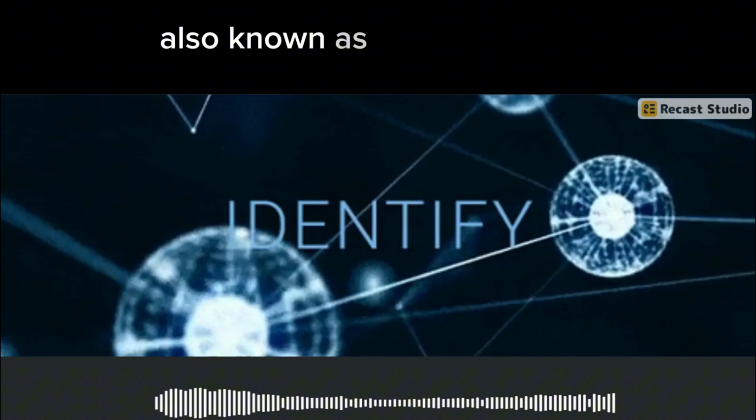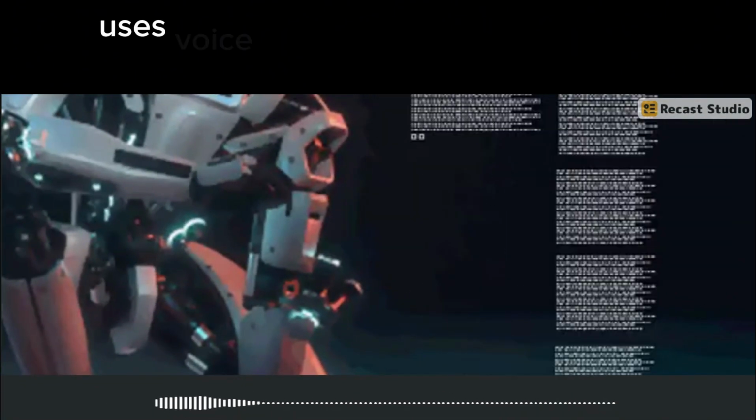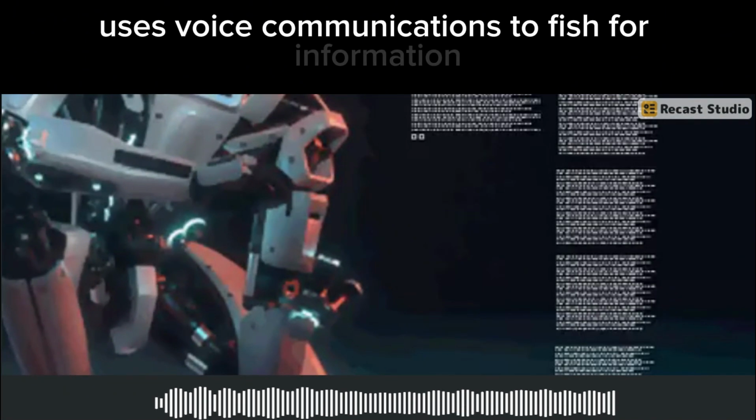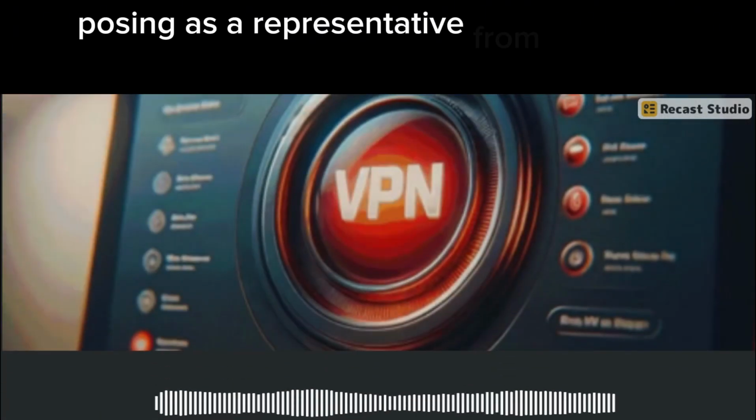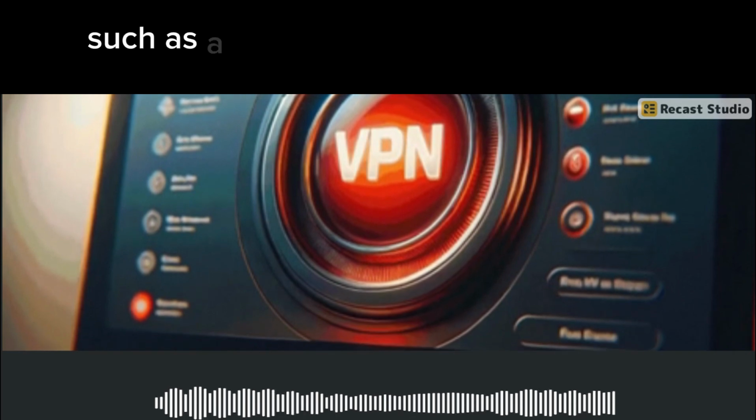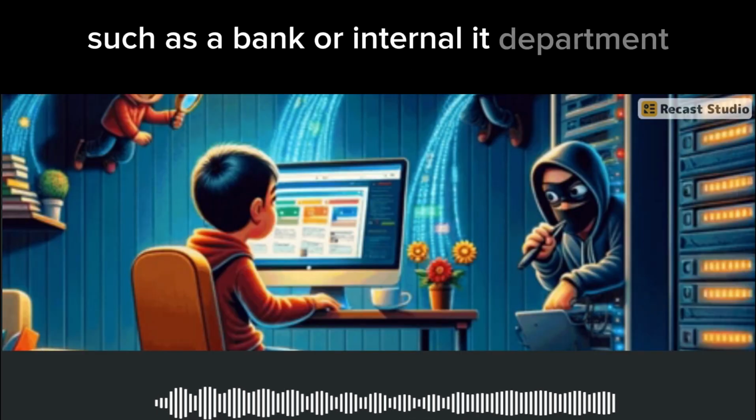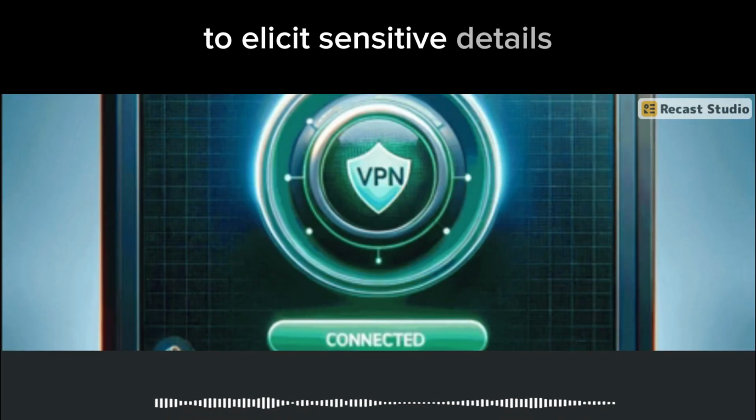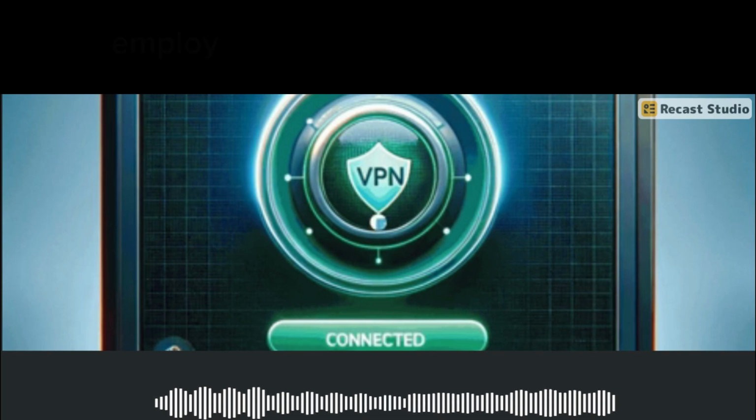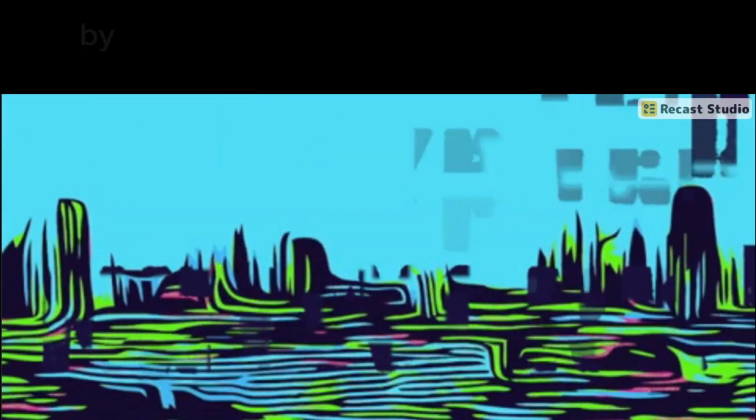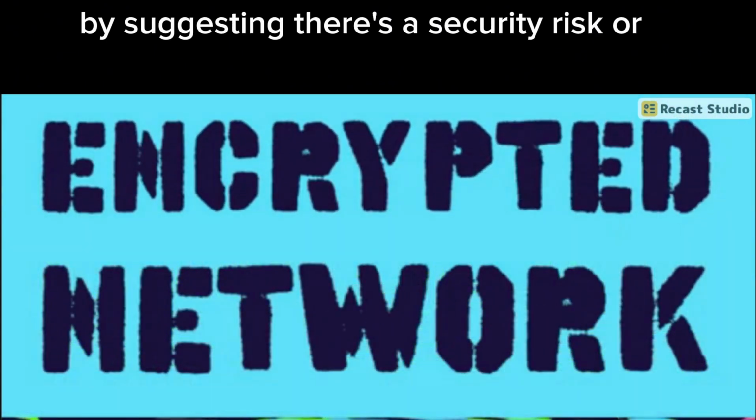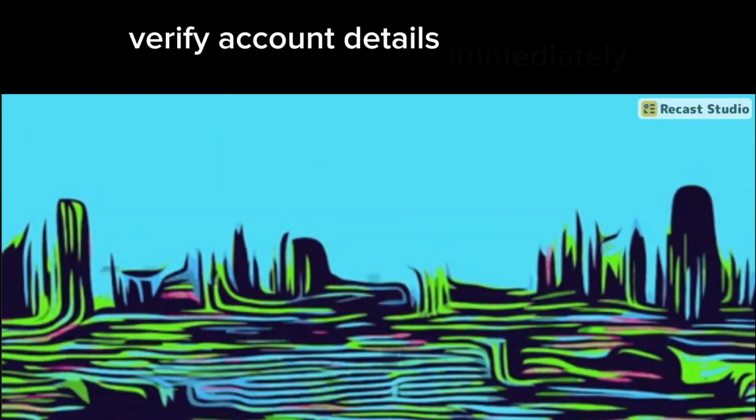Also known as vishing, this subtechnique uses voice communications to phish for information. Adversaries may call the target posing as a representative from a trusted organization, such as a bank or internal IT department, to elicit sensitive details. During the call, attackers employ social engineering tactics to create urgency, for example, by suggesting there's a security risk or a need to verify account details immediately.